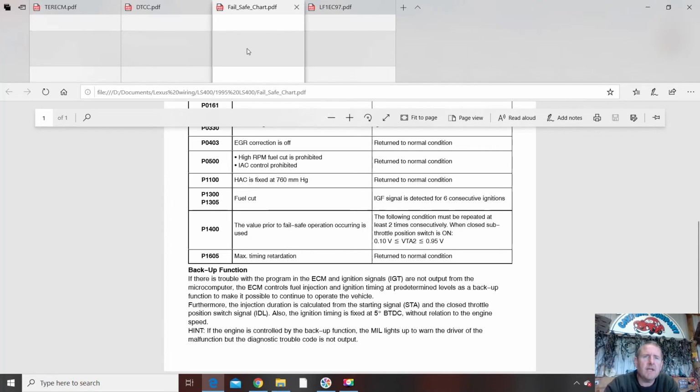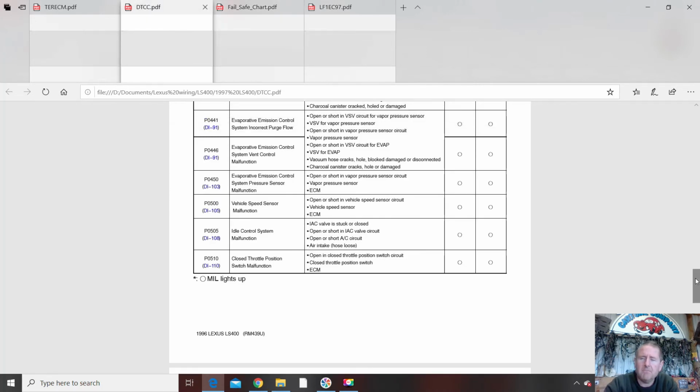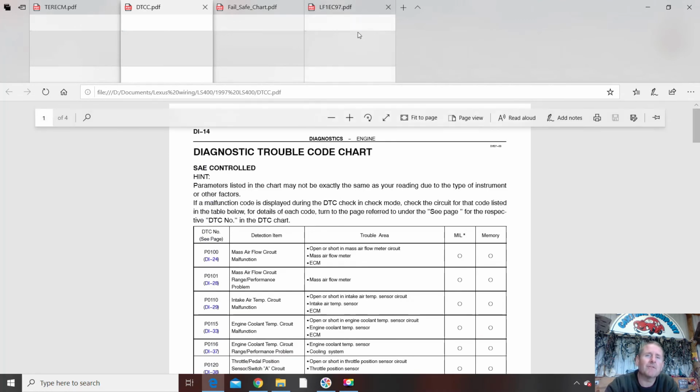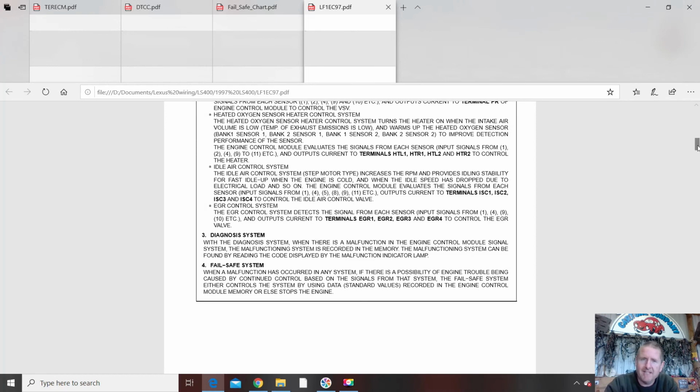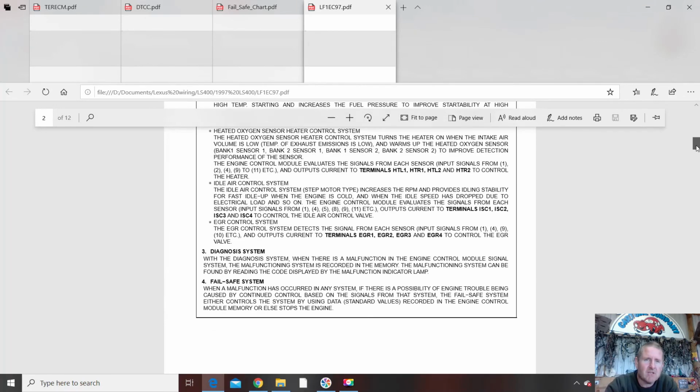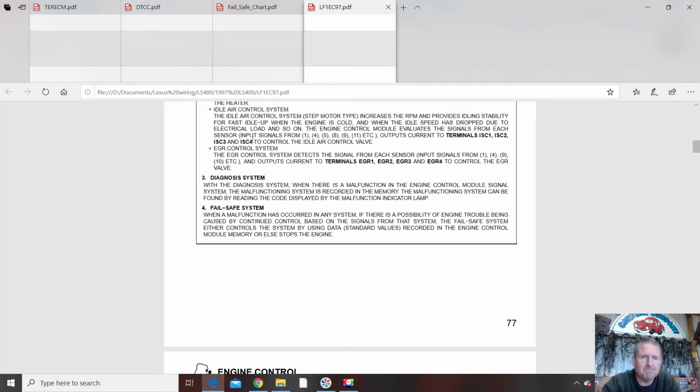Now I'm just going to grab this one, and I think at the bottom of this it has another little bit of an explanation. Oh, no, it's not on that one, it's on this wiring. So this one here, engine control, it's got a whole lot about the engine control, but I'm interested in this little bit at the bottom. Diagnosis system. With the diagnosis system, when there is a malfunction in the engine control module signal system, the malfunctioning system is recorded in the memory. The malfunctioning system can be found by recording the code displayed by the malfunction indicator light.